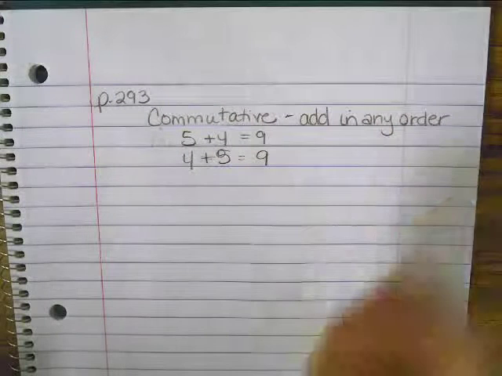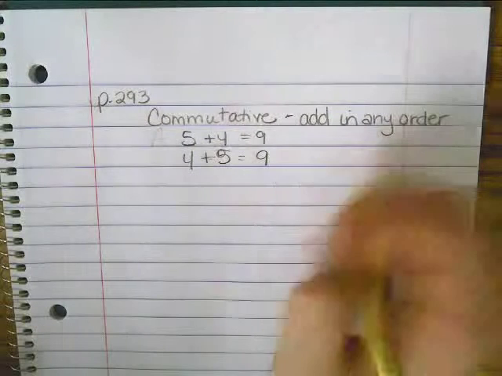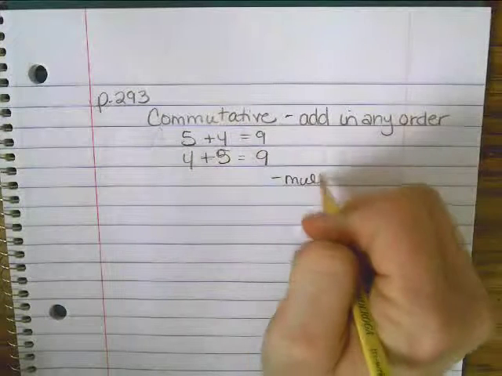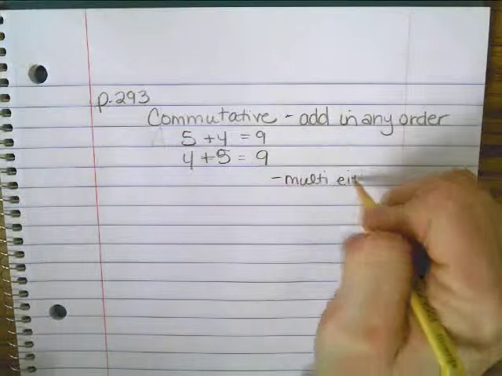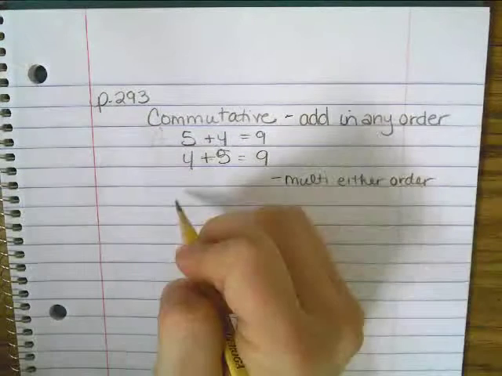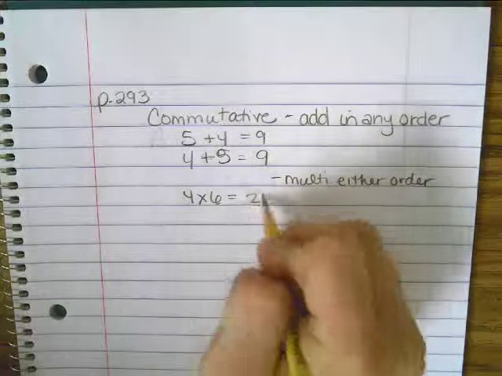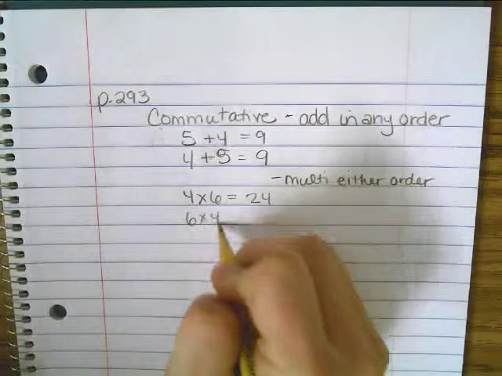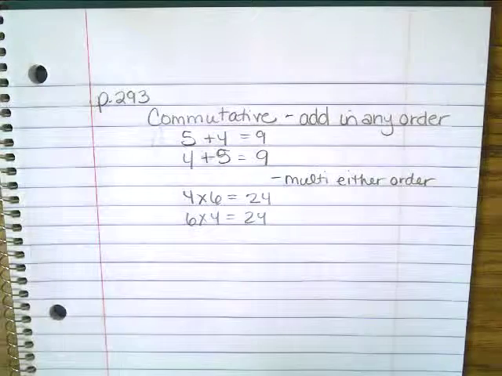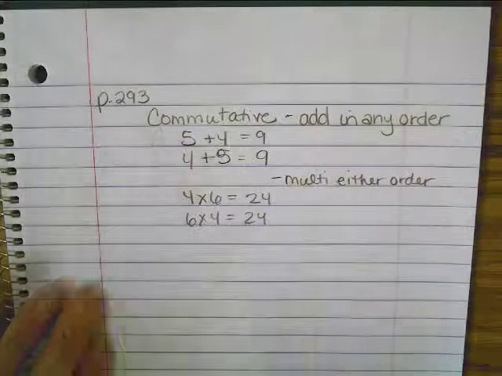It also states that two numbers can be multiplied in either order. So we can multiply in either order as well. So 4 times 6 is 24, as is 6 times 4. Either way, doesn't matter. Are we all good with that? All right, turn to page 294 then.